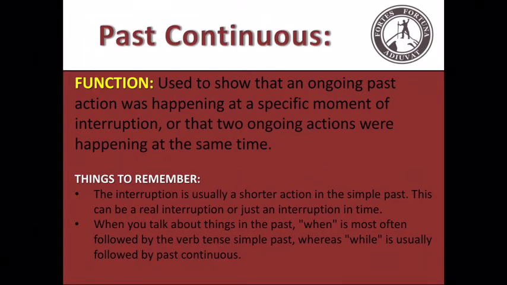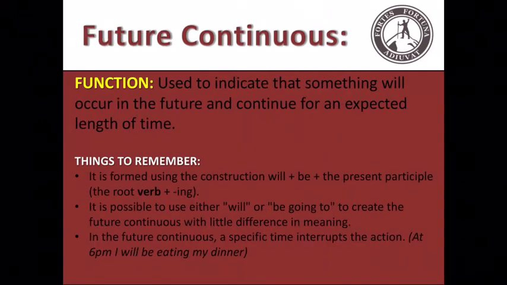When you talk about things in the past, when is most often followed by the verb tense simple past, whereas while is usually followed by past continuous. And the final tense that we're going to look at today is future continuous. This is used to indicate that something will occur in the future and continue for an expected length of time.